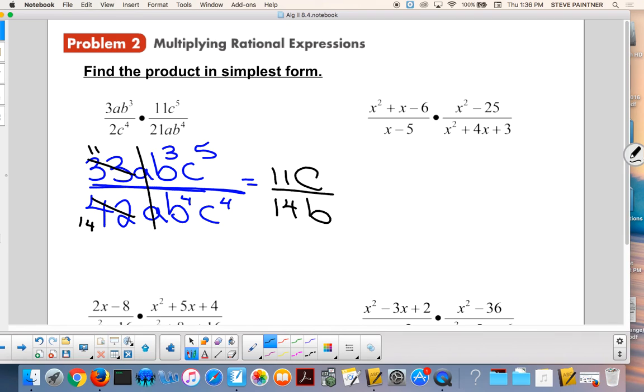I got a monomial over a monomial. Can I do much? No. Yeah, C over B doesn't work. 11 over 14 is already reduced. You're done. That's how you multiply.